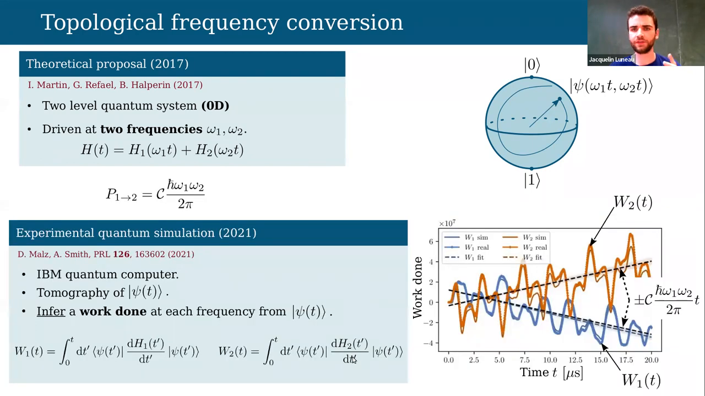And last year, this kind of physics was simulated using an experimental quantum simulation by Malz and Smith, who used the IBM quantum computer. With this quantum computer, they can manipulate an artificial atom, an artificial two-level system, and drive it at two different frequencies. And they can measure the evolution of the quantum state of such a system by tomography of the two-level system. From this measurement of the state, they infer a work done at the two frequencies by considering the derivative of the Hamiltonian at the two frequencies, omega 1 and omega 2. They reconstruct a work at the two frequencies. And what they saw is that the work at one frequency increases, while the work at the other frequency decreases at a rate which is given by the topologically quantized power.